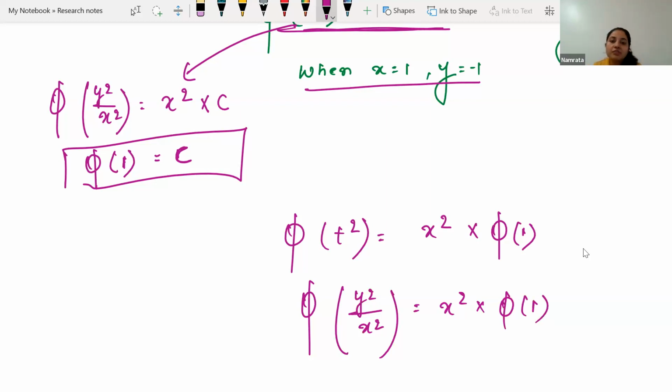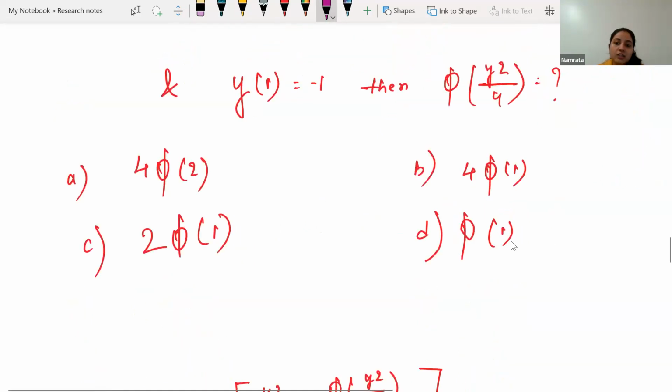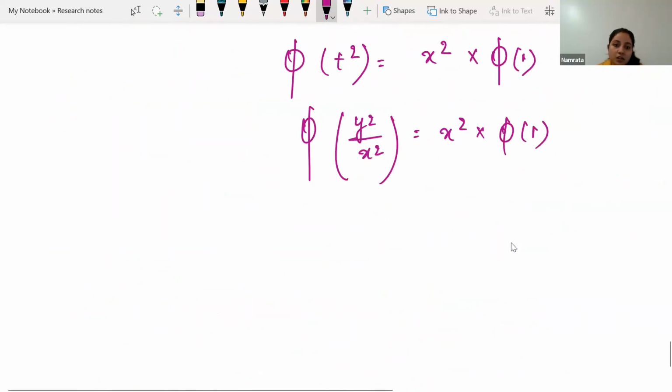What we have to find, if you look at the question, is y square by 4. On the left hand side our expression is phi of y square by x square, and here we have to find y square by 4. That means we have to take x as 2. Are you getting it? In our equation y square by x square is there. How to make it 4? If we take x as 2, then only this denominator will be 4. So we are taking x equal to 2.